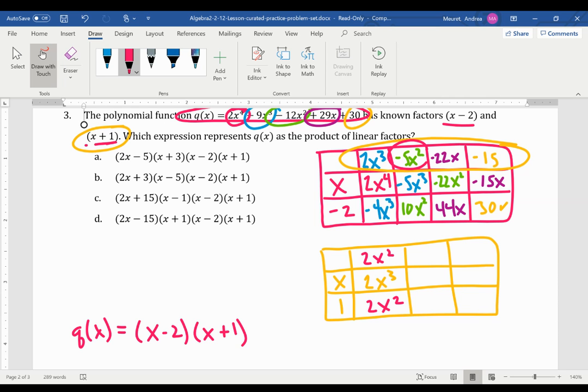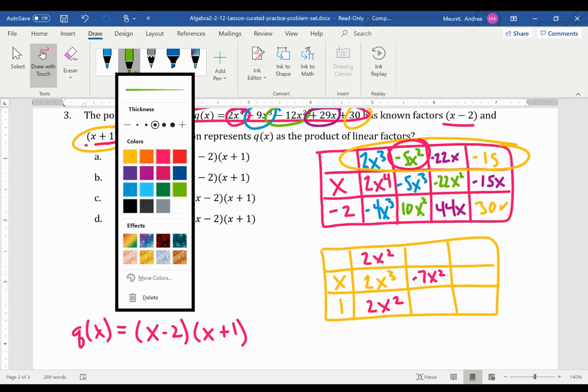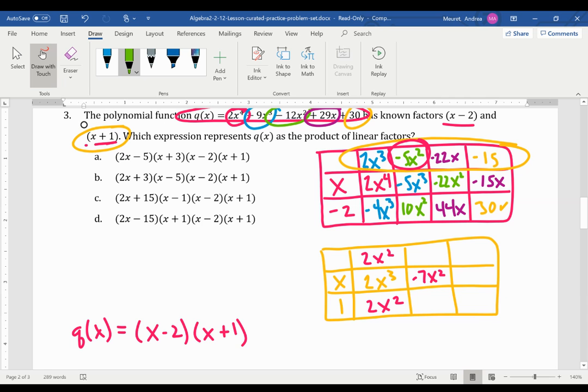My next target is negative 5x squared. In order to get negative 5x squared, this had to be negative 7x squared because it's going to add to the 2x squared to get negative 5x squared. Okay, and so x times negative 7x is negative 7x squared, and negative 7x times 1 is negative 7x.